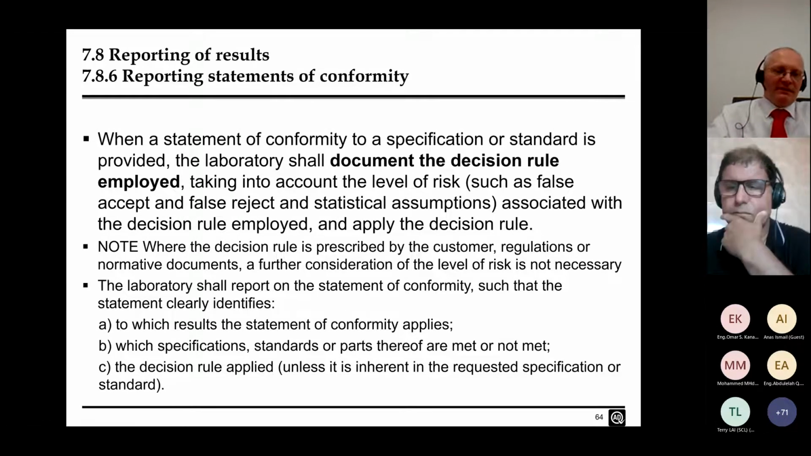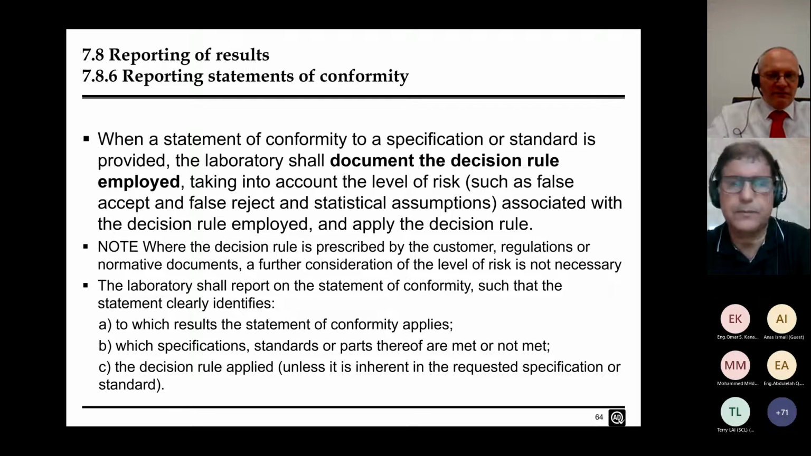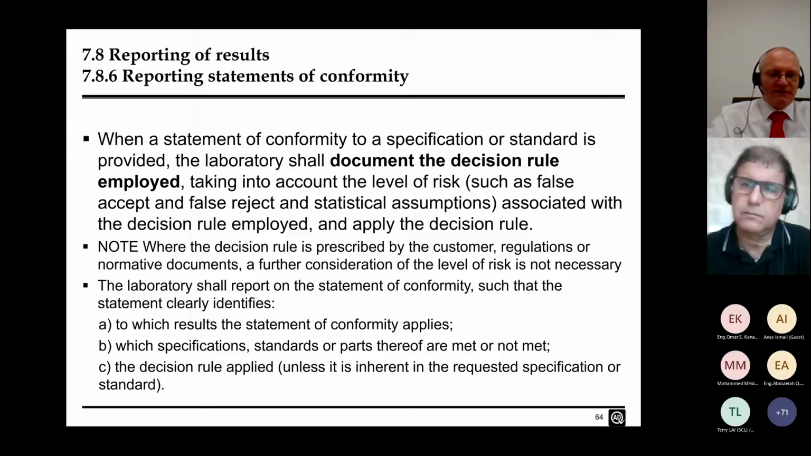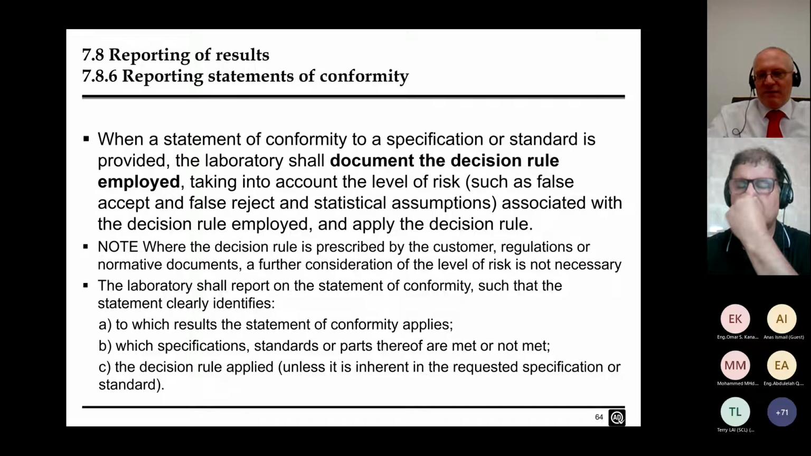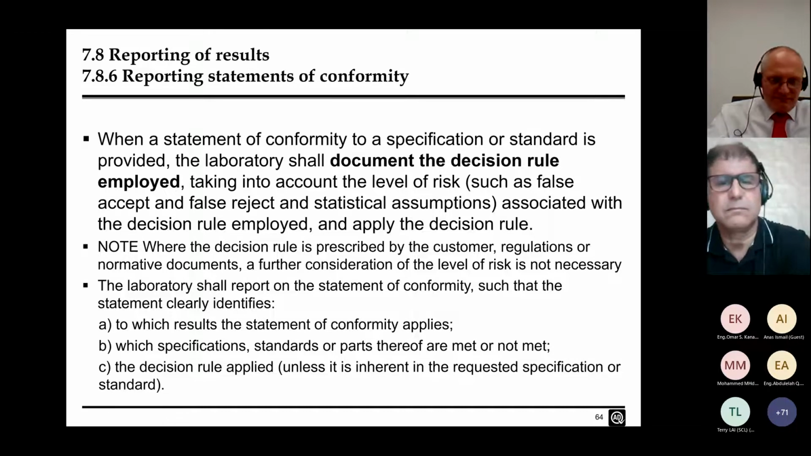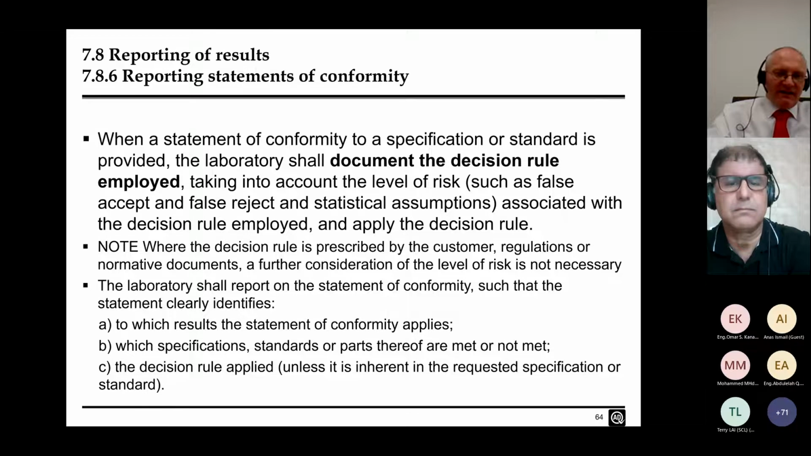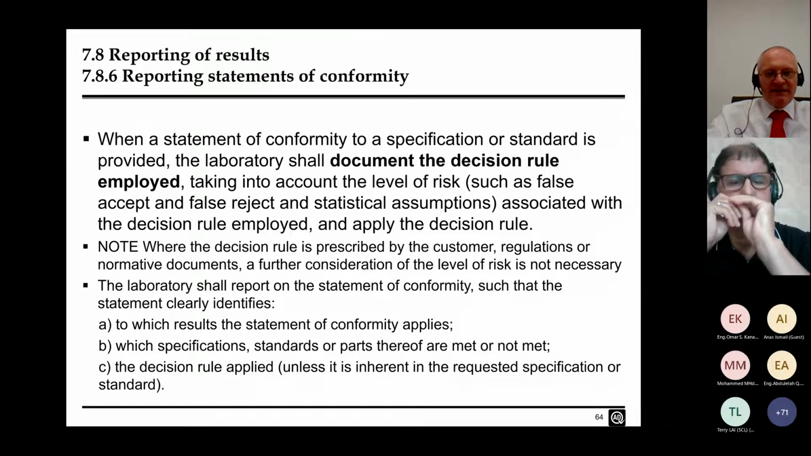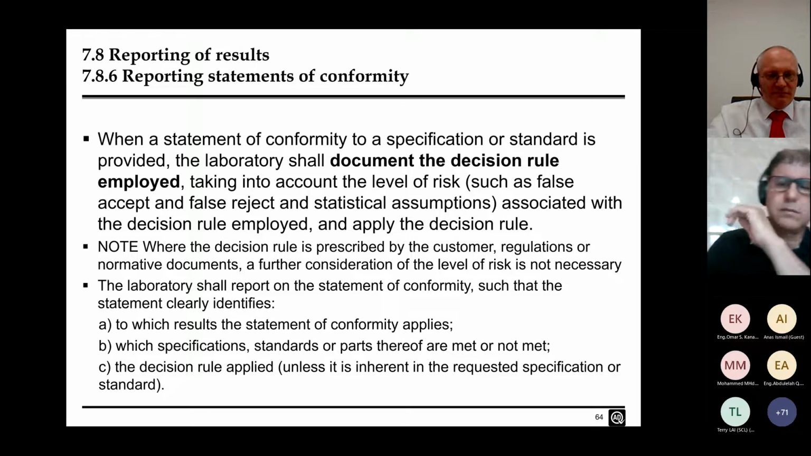Okay, reporting statements of conformity. I'm not going to talk to you in great detail about this because you're going to have a specific course. But sometimes you have to provide a statement of conformity to a specification or standard. So a pass-fail against specification, a classification of a class 1 or a class 2 instrument. When you're doing that, you now document the decision rule employed, taking into account the level of risk, such as false accept, false reject, and statistical assumptions associated with the decision rule applied, and apply the decision rule.